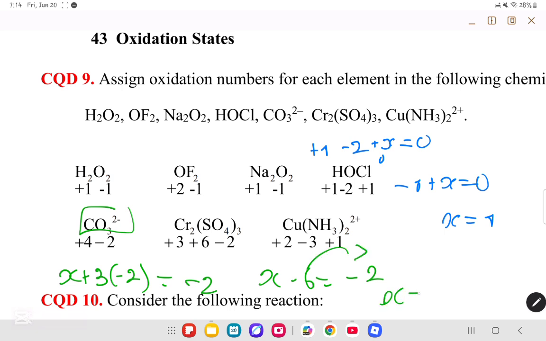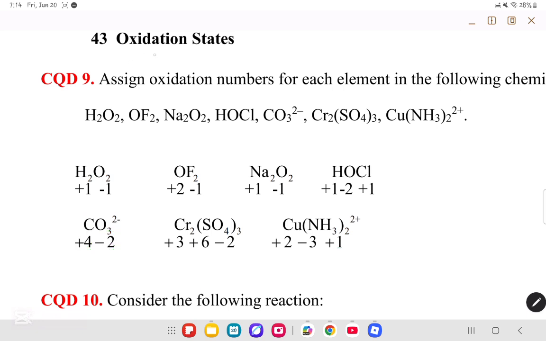Move this to the other side, so x is equal to 4. And oxygen, of course, is -2. Here's this one. You could do it. This is a bit complex, but look how you could do it. You could first of all separate them into their charges. You have Cr3+ and SO4 2-.